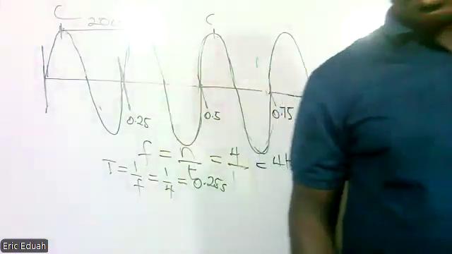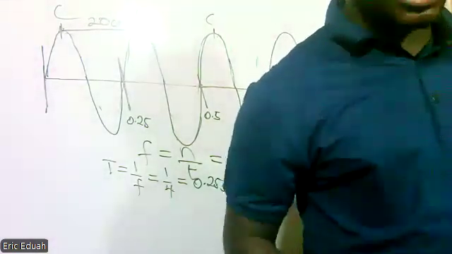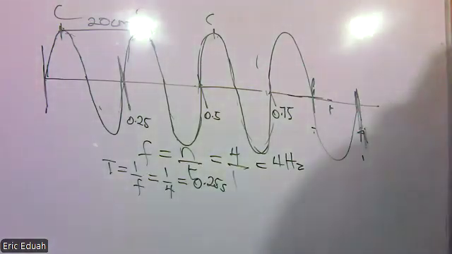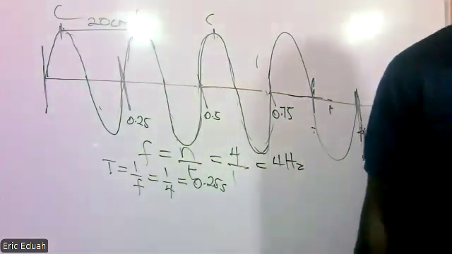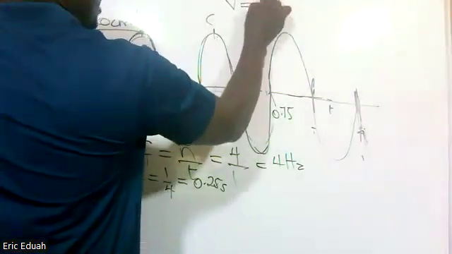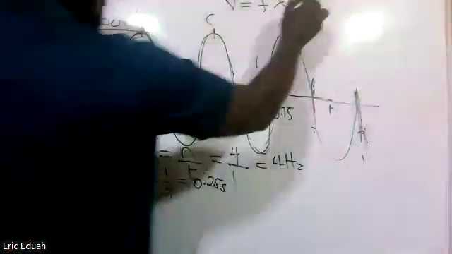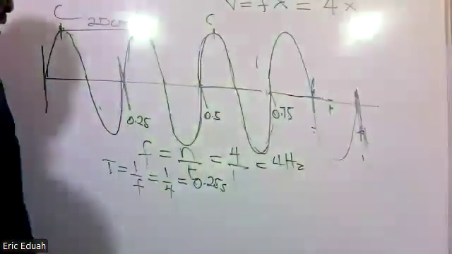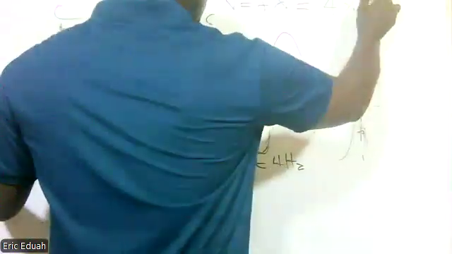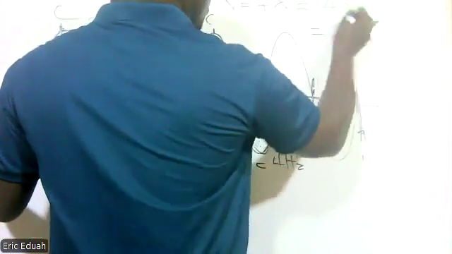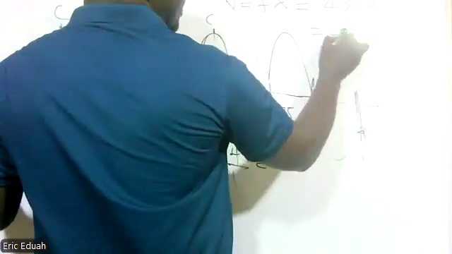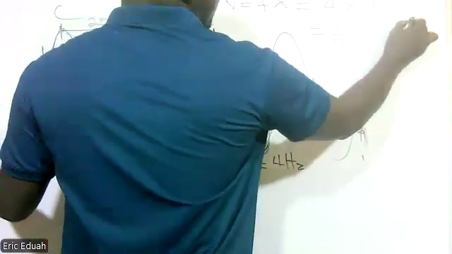Then the velocity. Josephine, calculate the velocity for me. I have 0.8 meter per second. That's correct. So V is equal to f lambda, frequency 4, wavelength 0.2. 0.2 is 2 on 10. So the numerator 8 on 10, which is 0.8 meter per second.